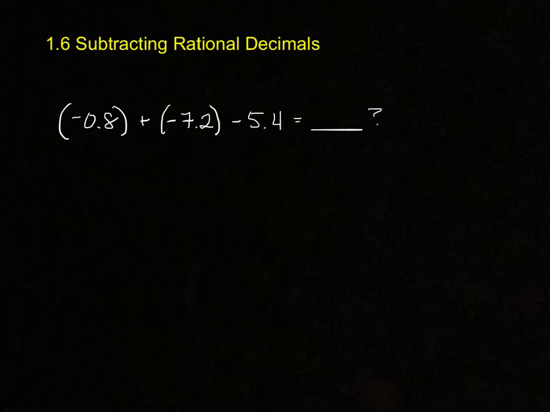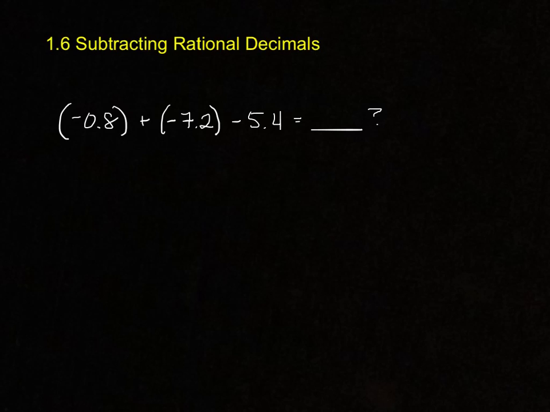Just like with integers, if they're the same sign, we add them normally, and because they'll stay on the same side of that 0, they're going in the same direction, we keep the sign. Then we have a subtract 5 and 4/10. And though this is subtraction, we can think of this as the additive inverse. If we subtract a positive, we talked about in class, that is the same as adding a negative.